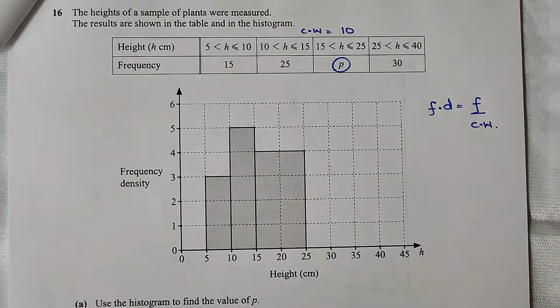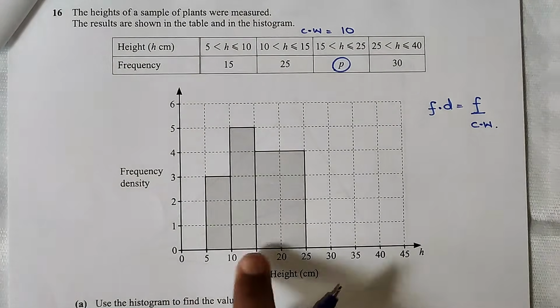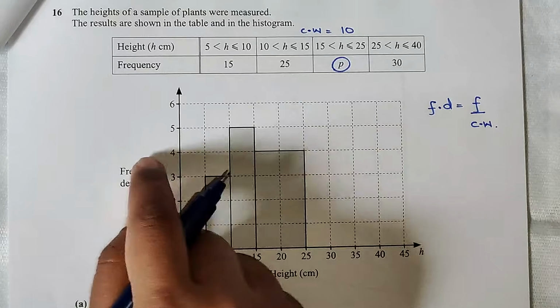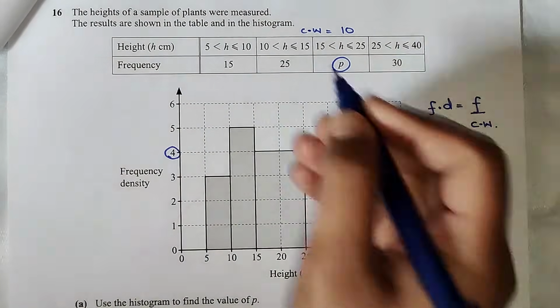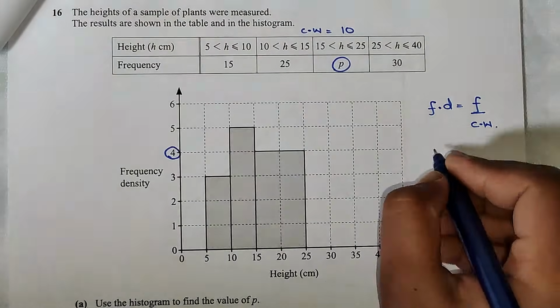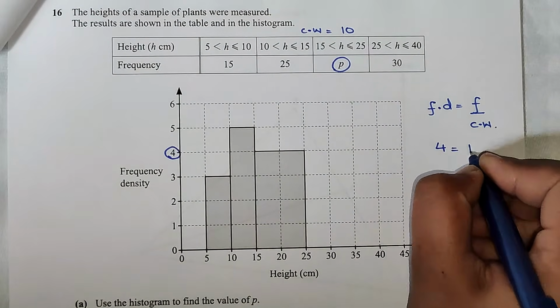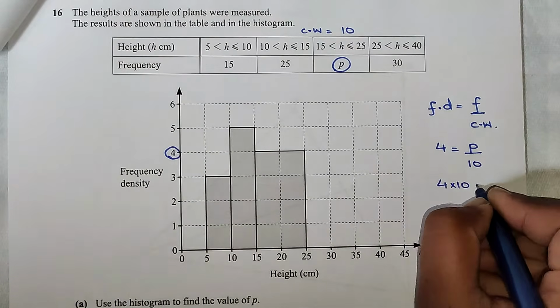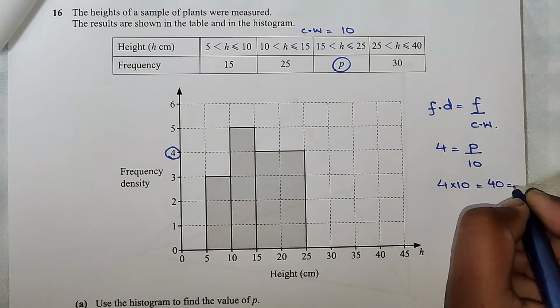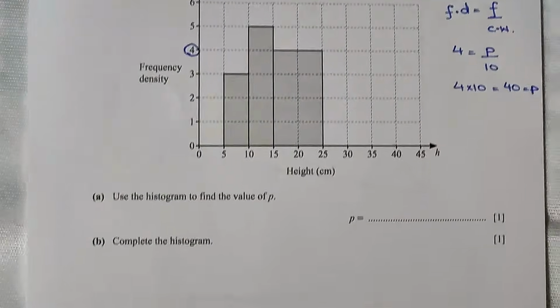And what is the frequency density? From 15 to 25, the frequency density is 4. Now let's substitute and find the value of P. Since the frequency density is 4, frequency is P, and class width is 10, 4 times 10 is the value of P, that is 40. So the P value is 40.